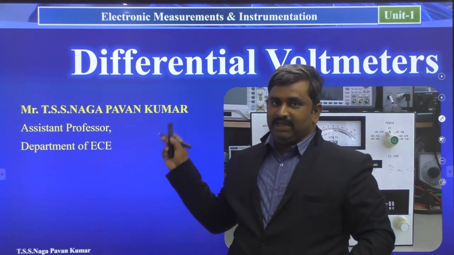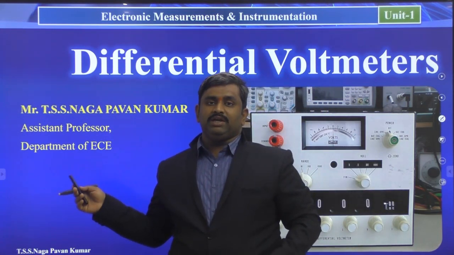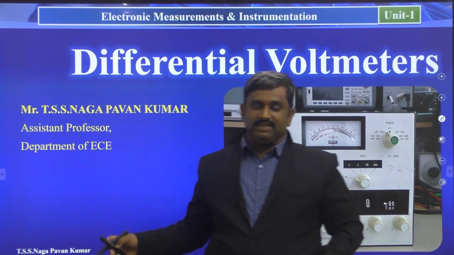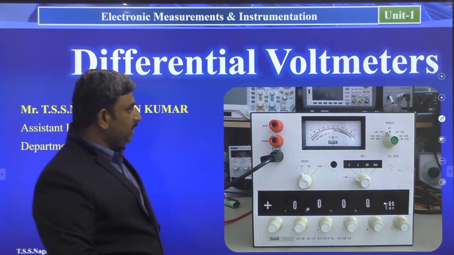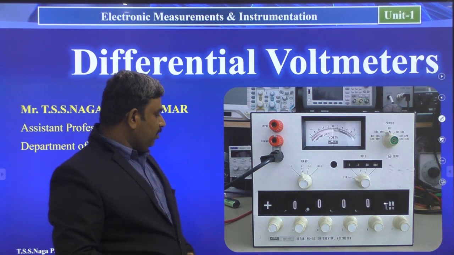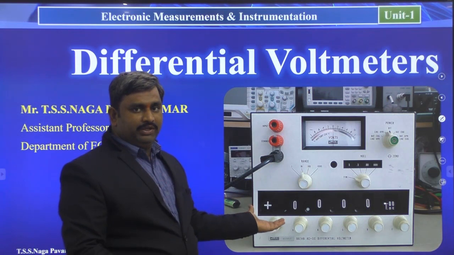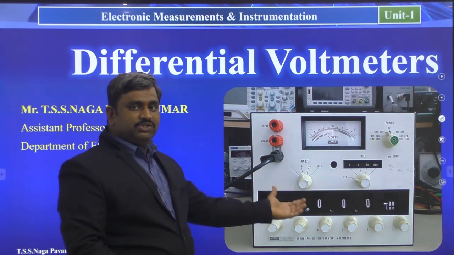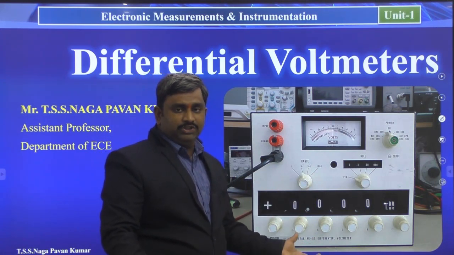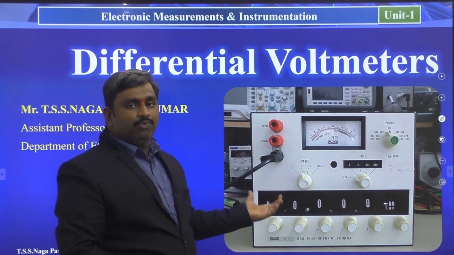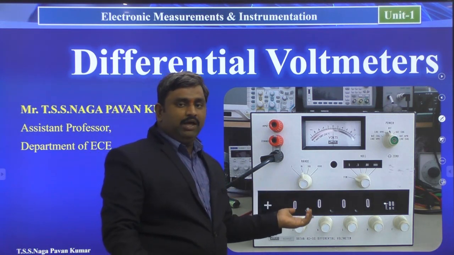The name itself says that in a differential voltmeter, the voltage is measured based on the difference between two sources. That is the basic idea, and this is a generalized model we use in the laboratories. It can operate with AC voltages or DC voltages. One is the difference value and the other is the measured voltage, and we take the difference between these two voltages and calculate the voltage.